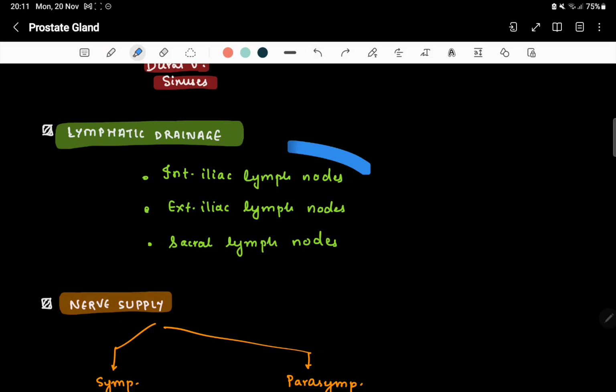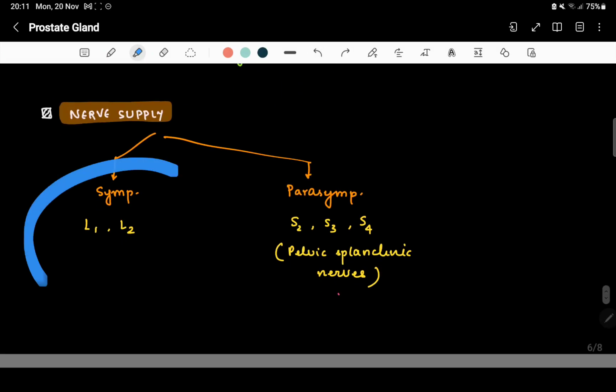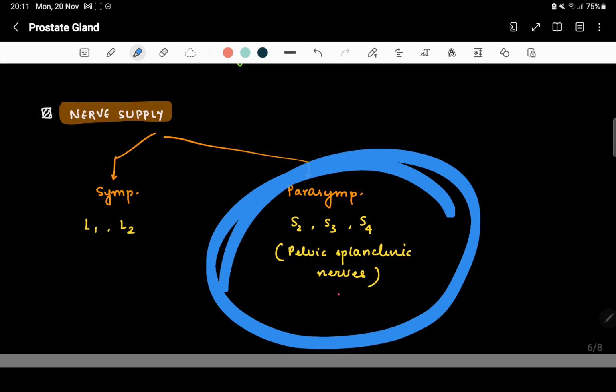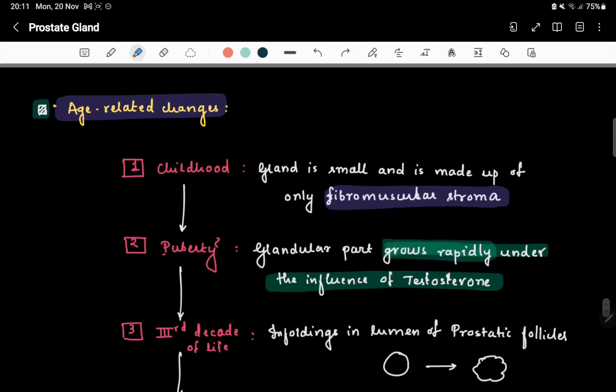Talking about the lymphatic drainage: internal iliac lymph nodes, external iliac lymph nodes, and sacral lymph nodes. These are the lymphatic drainage of the prostate gland. Nerve supply: sympathetic L1 to L2 and parasympathetic S2 to S4, S2, S3, S4, via the pelvic splanchnic nerves.